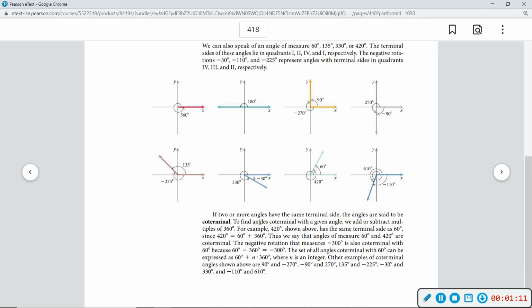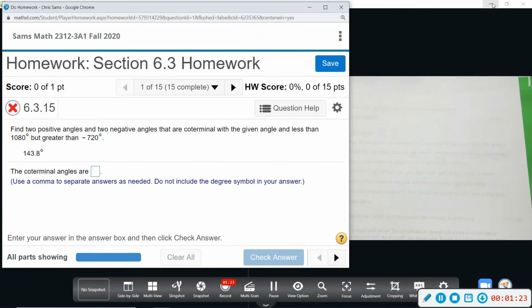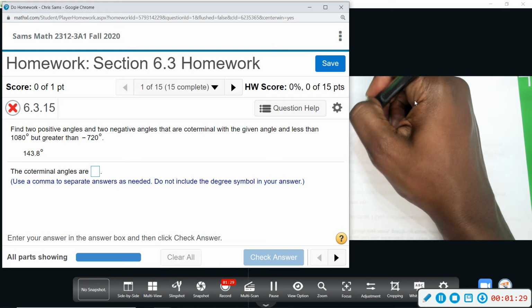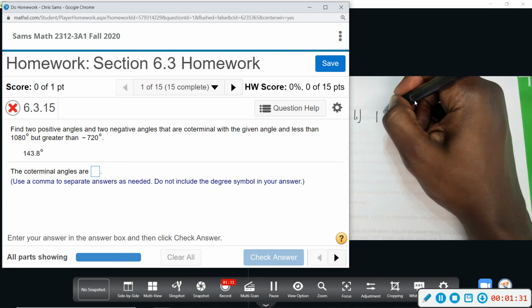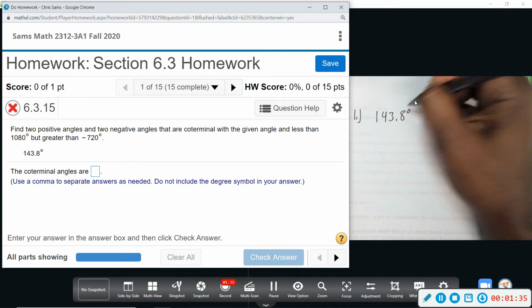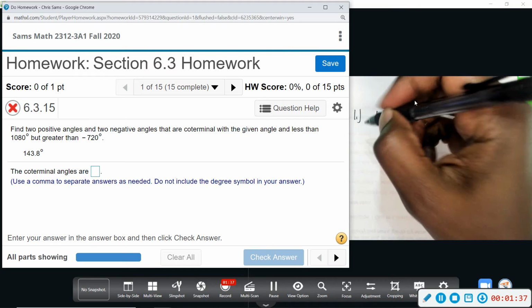Down here, it explains it in a little more detail. Find angles coterminal with a given angle: we just add or subtract multiples of 360. Okay, so that's what we're going to be doing. For this given angle, we have 143.8 degrees.